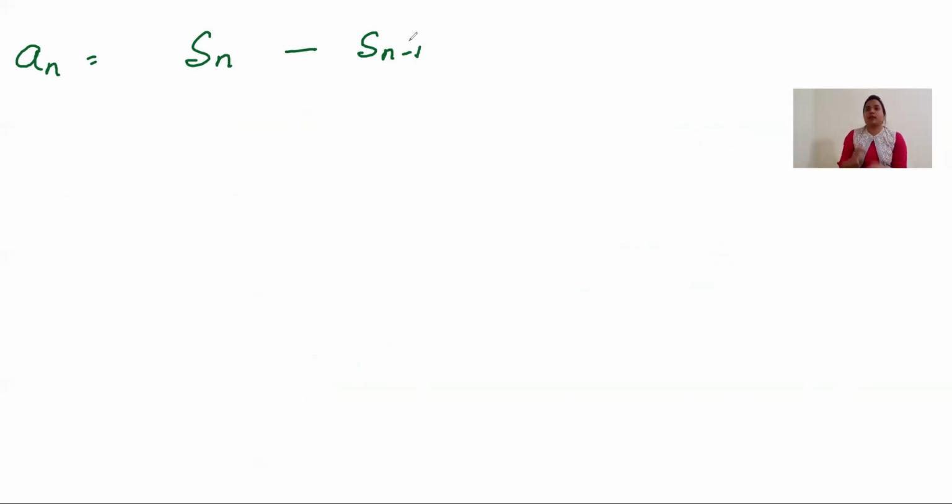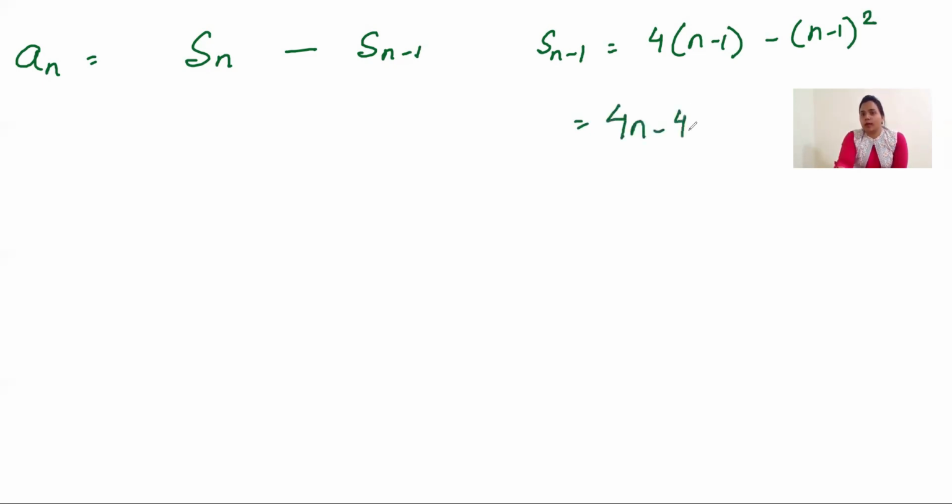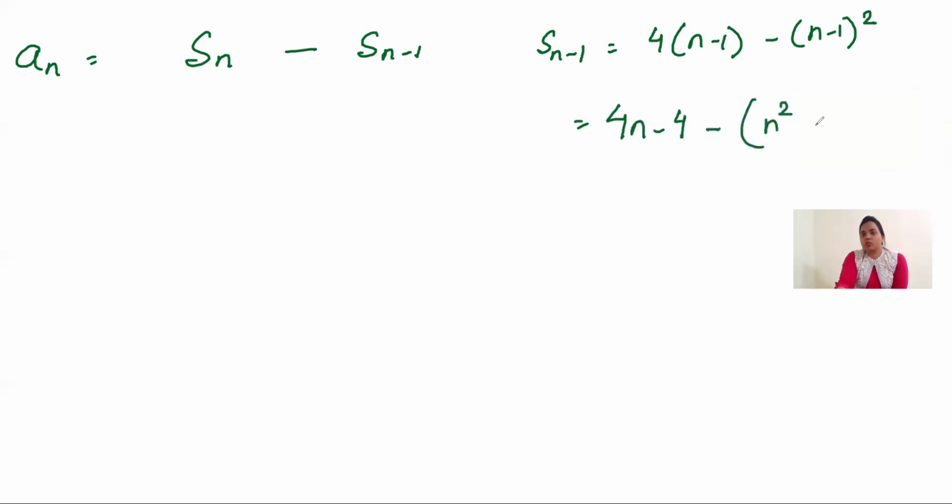So now we have to generate a formula for this. Sn is already given to us. That is 4n minus n squared. We have to find Sn minus 1. Sn minus 1 will be equal to 4(n minus 1) minus (n minus 1) whole square. Instead of n, I'll write n minus 1. This will be equal to 4n minus 4 minus n square plus 1 minus 2n.